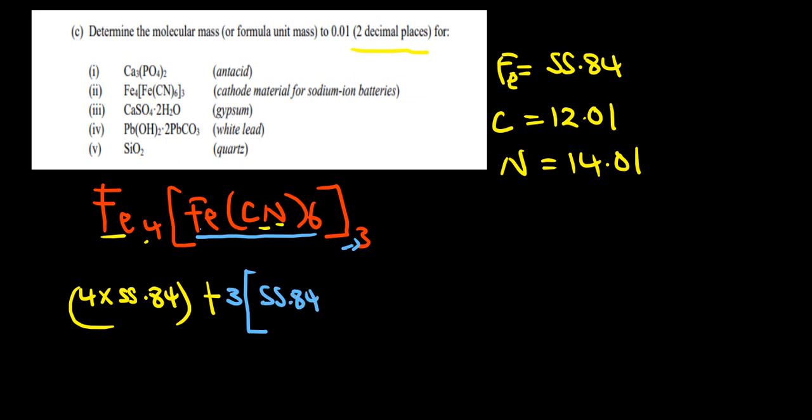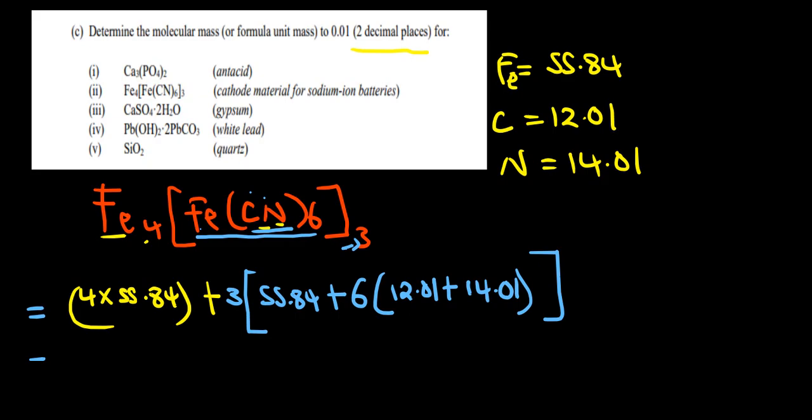55.84, and then plus we have these ones that are also in the brackets being multiplied by a 6, and then in the brackets we have the mass of carbon plus the mass of nitrogen. So 12.01 plus 14.01. Okay, right, so this is what we have.